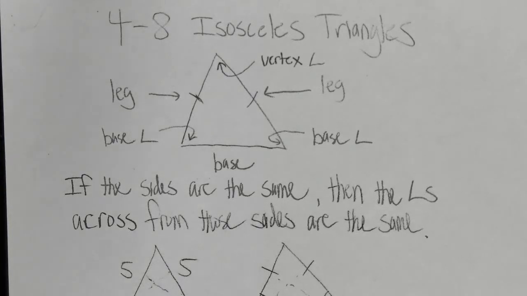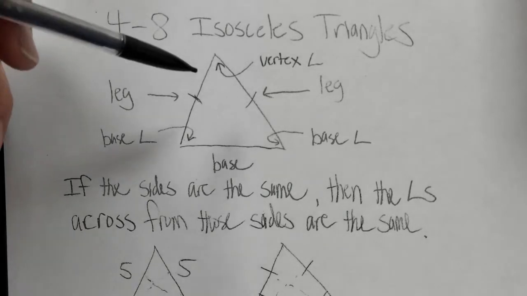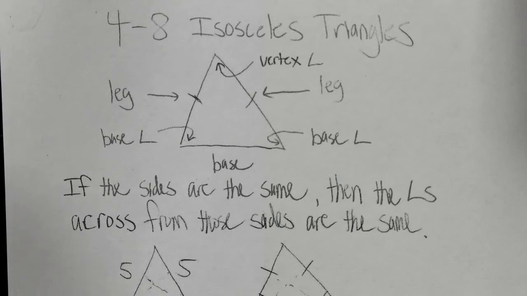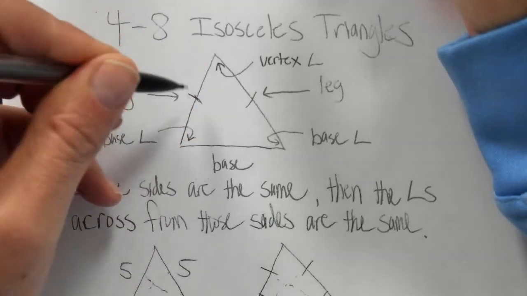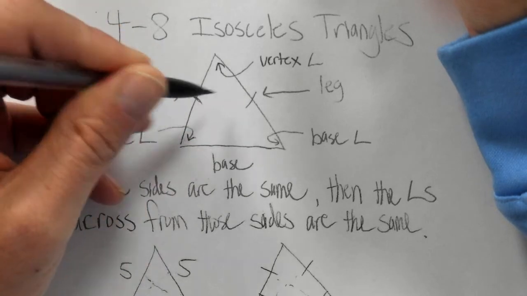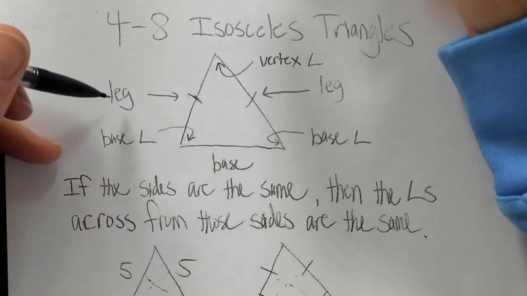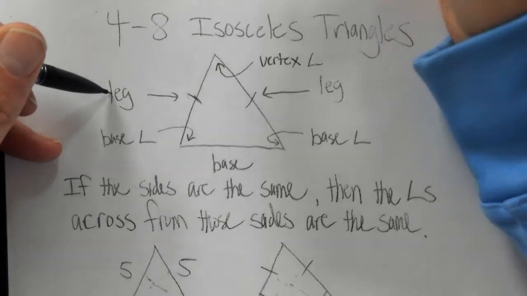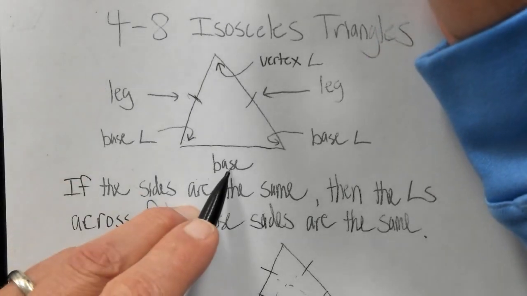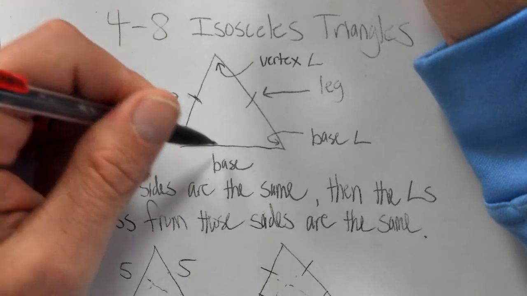Okay, in this section 4-8, the topic is isosceles triangles, and in this particular section we're going to be focusing only on isosceles triangles. Now, first thing we want to do is take a look at identifying the parts. Remember, in an isosceles triangle, two sides are congruent, and if these are the two sides that are the same, those two sides will be called the legs of the isosceles triangle. The remaining third side is called your base, and that helps you identify all of the sides of the triangle.